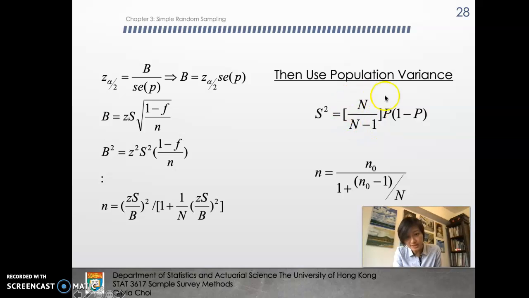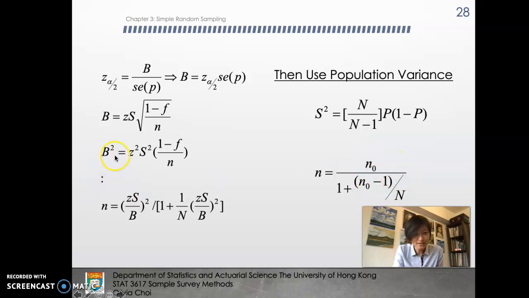So let's put these into the formula, and then we can solve that. Let's substitute this whole thing into S squared. And then eventually we should be able to arrive at a simpler formula for our sample size: n is greater than or equal to n naught, our first assessment of sample size, divided by 1 plus n naught minus 1 divided by capital N. Okay, this is our target.